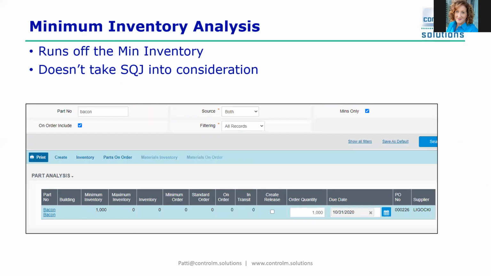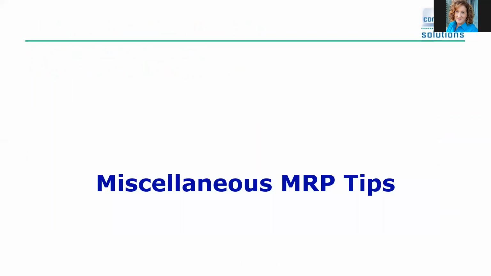Here's another similar screen that does allow you to add to PO. It might work for you. The create button is going to create a PO, but it does so based on minimums, not on job demand and parent demand. So take a few minutes, check these screens out, see what you think, and maybe they'll help your buyers today. Okay, guys, we are on the home stretch.